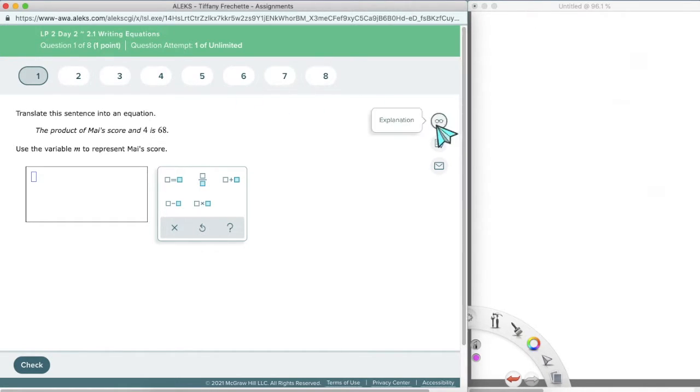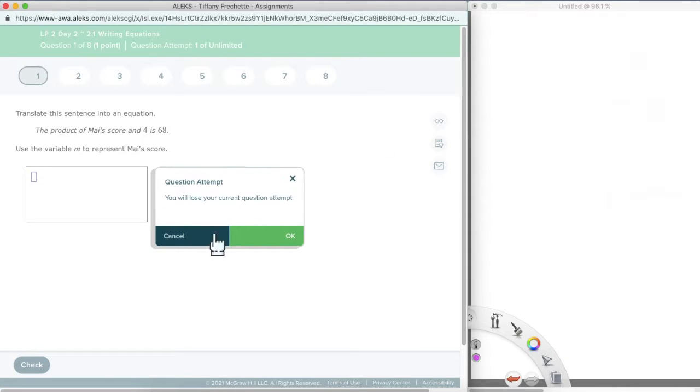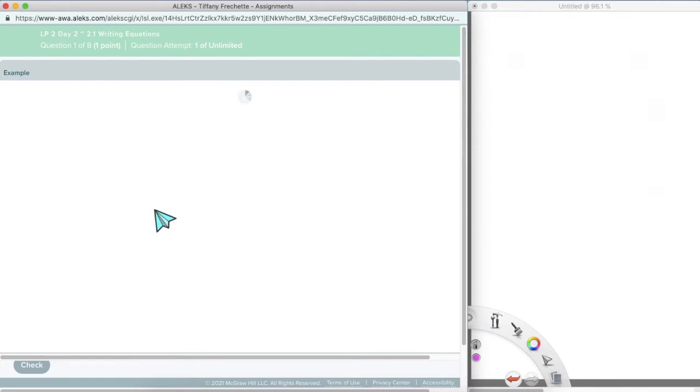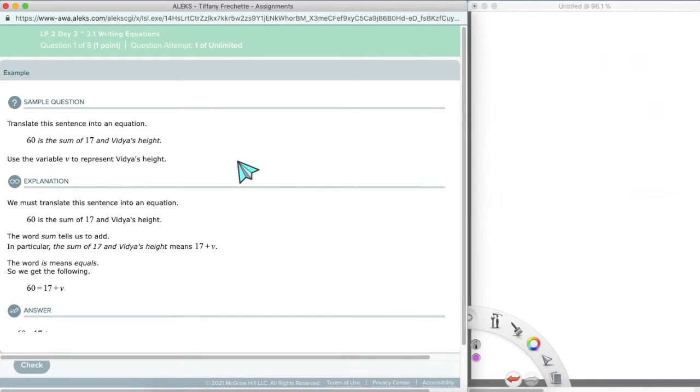Over here we have the explanation. So this will actually explain the problem you are looking at currently. So you will lose your question attempt. It's not going to give you the answer and then let you come type the answer in. But it is a nice feature. Maybe you have looked at the example and you're still not sure exactly how to do this problem type. Maybe it's a little different than the example. You can actually look at the explanation and then you'll just have to come back in on another attempt to actually answer the question.